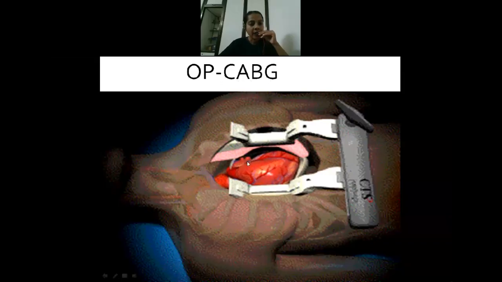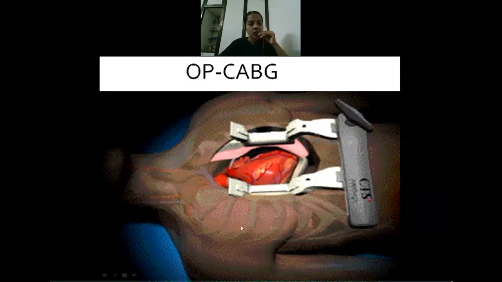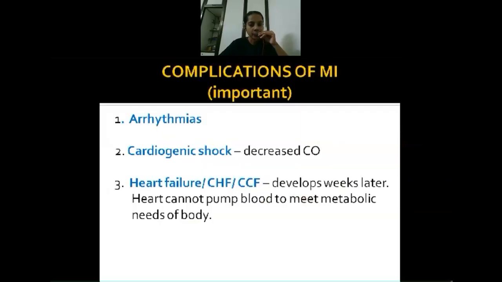So you are using some mechanical stabilizers here. This I have already discussed prior, isn't it? So go through the class and please be thorough. Next is complications of MI. Now complications are arrhythmias, cardiogenic shock.